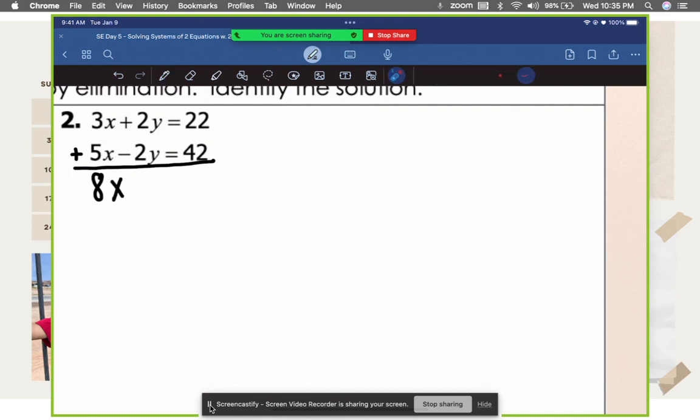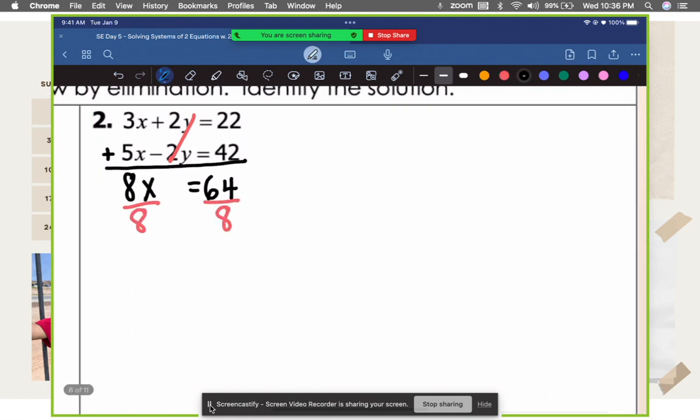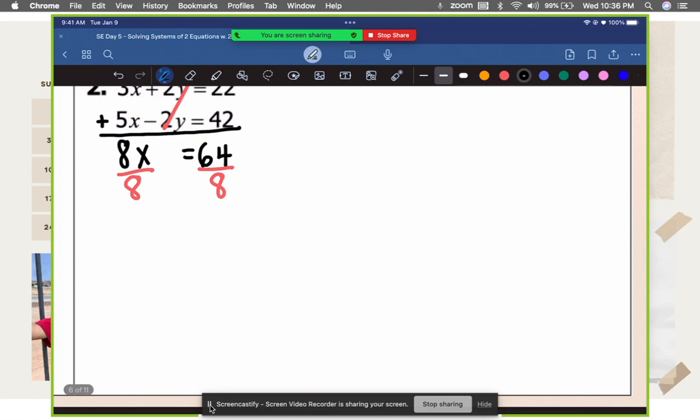Okay. 2 minus 2, that cancels out perfectly, which is exactly what I wanted. I got rid of one variable. And then I'm going to add 22 plus 42, which is just going to give me 64. All right. Then, of course, again, we're dividing both sides by 8 because 8 is being multiplied by x. So I'm going to undo multiplication. X will be equal to 8.